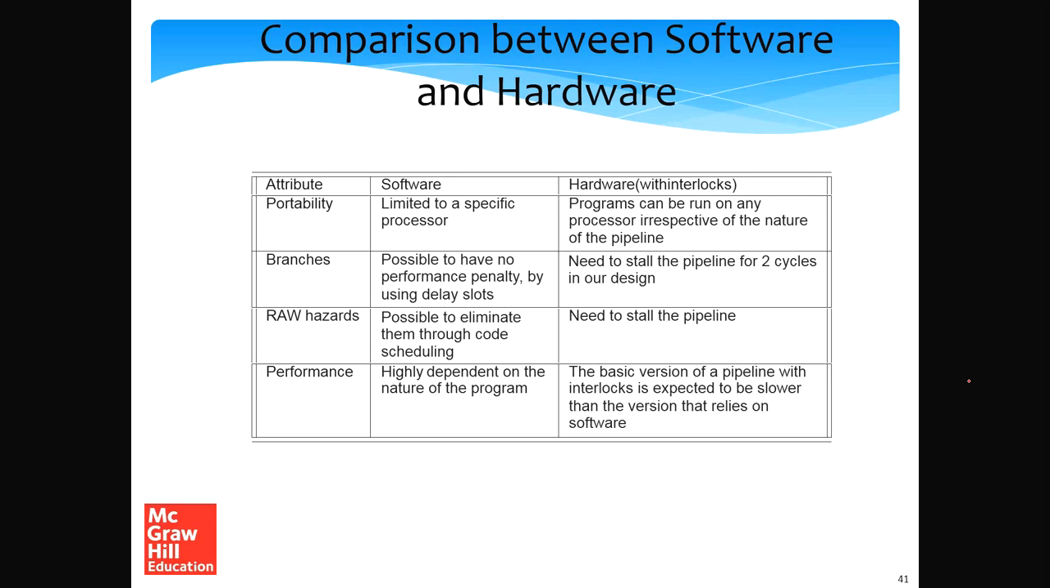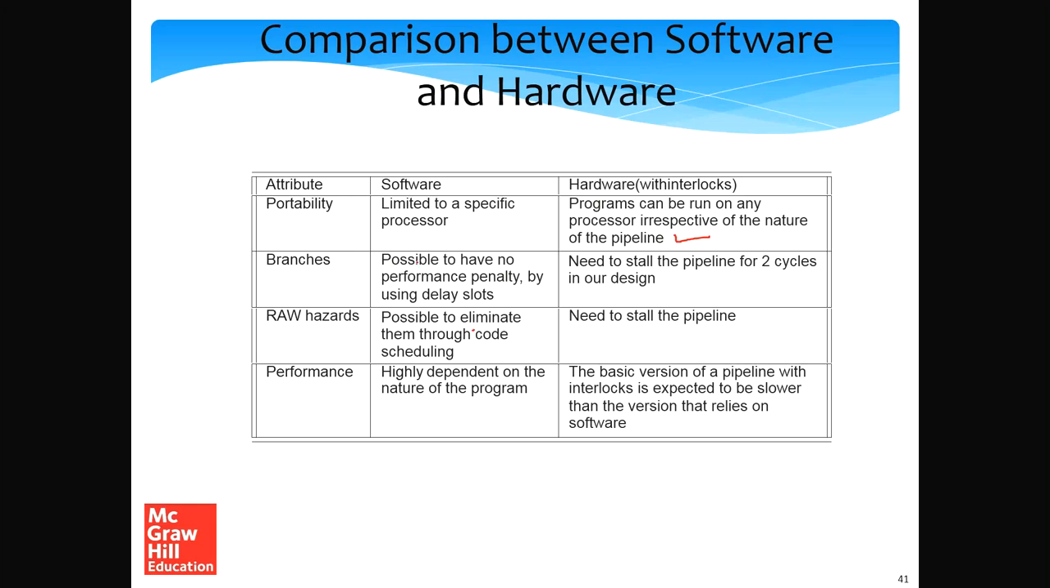So let's compare the software and hardware approaches. In terms of portability, software is limited to a specific processor. In hardware approaches, any program can run on any processor irrespective of the nature of the pipeline, which is definitely a plus.